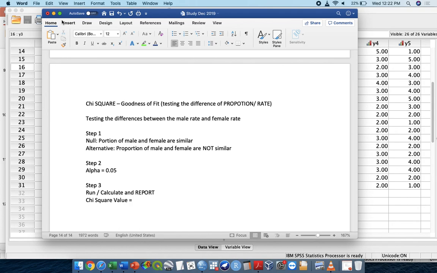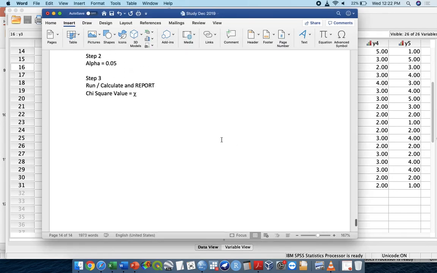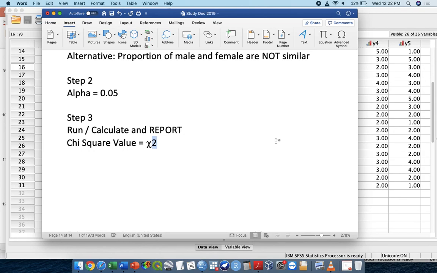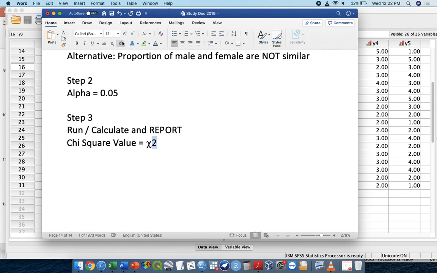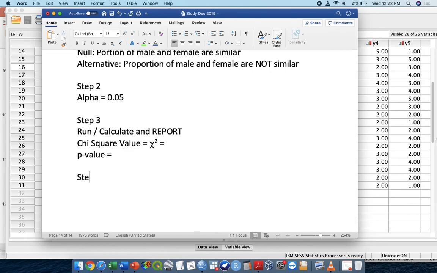So the chi-square values, ladies and gentlemen, will look like this. You know, X, this one. Okay, this is the chi-square value. It should be something like this. So the chi-square value probably will be what? That is your argument. Chi-square value will be what? Okay, this is your chi-square value. And then of course, the next one will be your p-value. And then the next one will be step number 4.